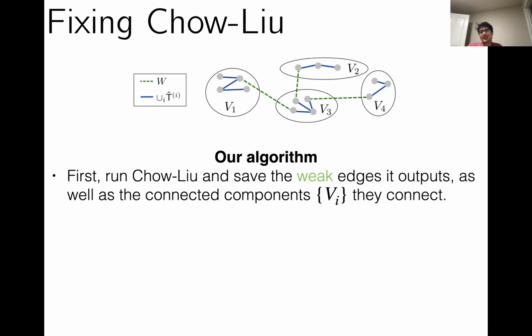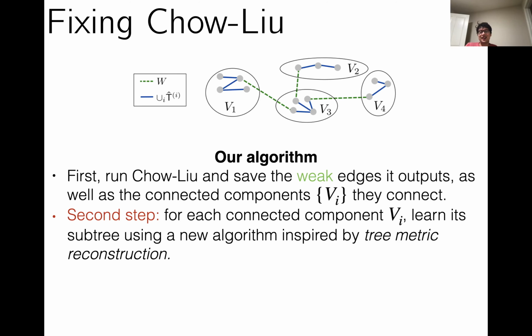Nevertheless, it's actually very useful for us because we can show that it recovers, at a very high level, the correct structure. What that means is that if you look at the weak edges that Chow-Liu returns, those are actually high quality, so you can use those in your final fit. The only problem is that when you remove those weak edges, you get these connected components, and the fit that Chow-Liu outputs in each connected component, the subtree there, is not generally a very good fit.